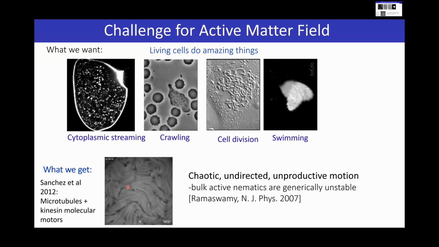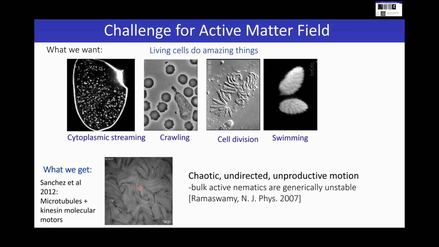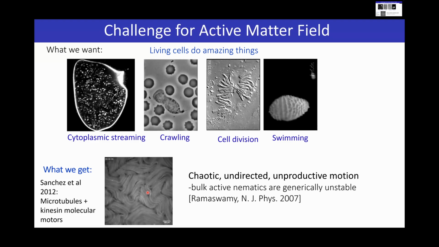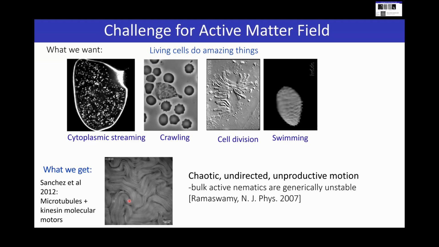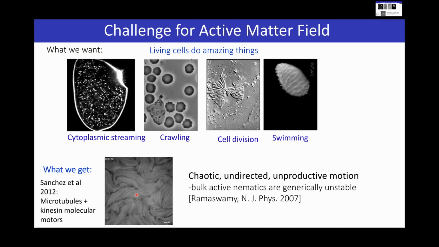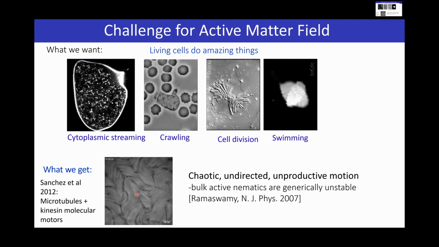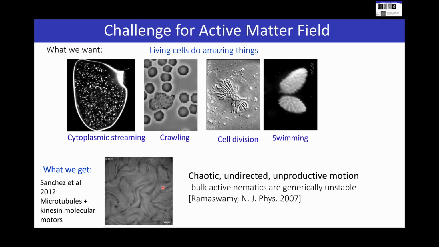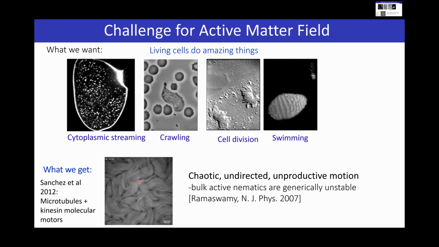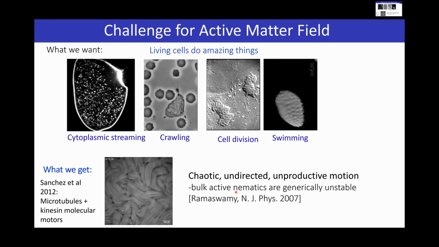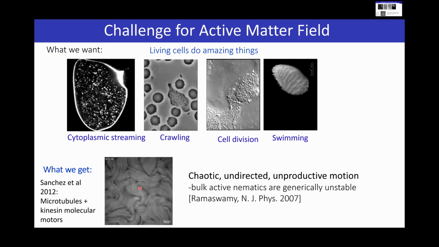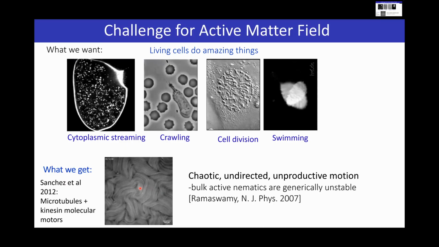The vast majority of active systems are intrinsically unstable to chaotic, undirected motions, such as you see here. So here I'm showing the very well-studied system of kinesins and microtubules that was developed by Zvonimir Dogic. This is the case where it forms a 2D active nematic because it's on an oil-water interface. And you see that it's unstable to the formation of these topological defects that lead to this turbulent-like behavior. So you can't get functions or productive work out of a material like this.